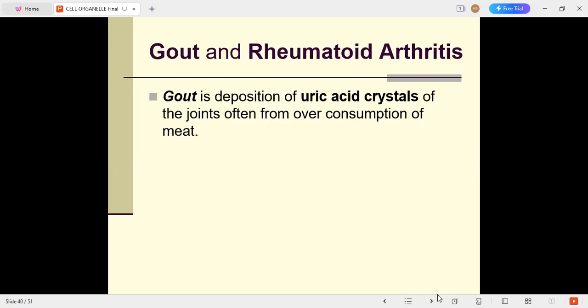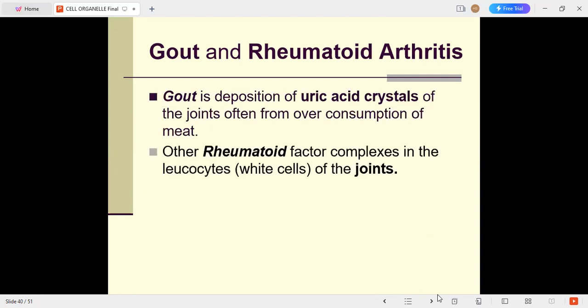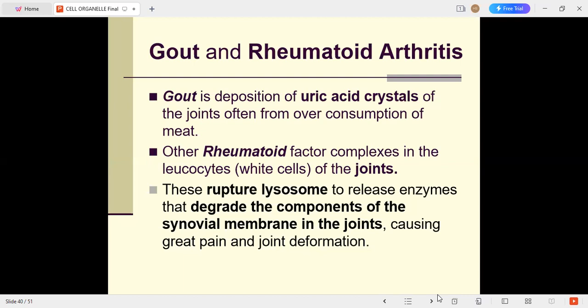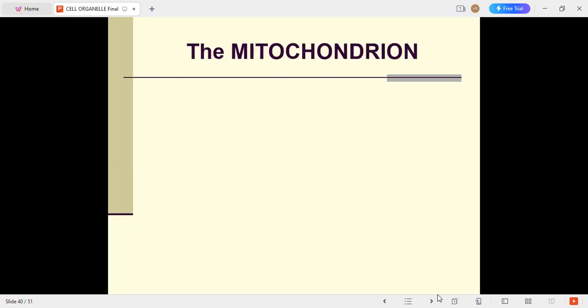Another disorder is gout and rheumatoid arthritis. Gout is particularly the deposition of uric acid crystals in the joints, often from overconsumption of meat and ultimately excessive purine metabolism. Other rheumatoid factor complexes form in the leukocytes, meaning white blood cells of the joints. These rupture lysosomes to release enzymes that degrade the components of the synovial membrane in the joint, causing severe pain and joint deformities.